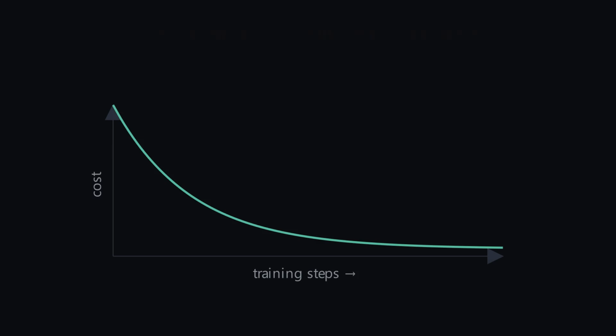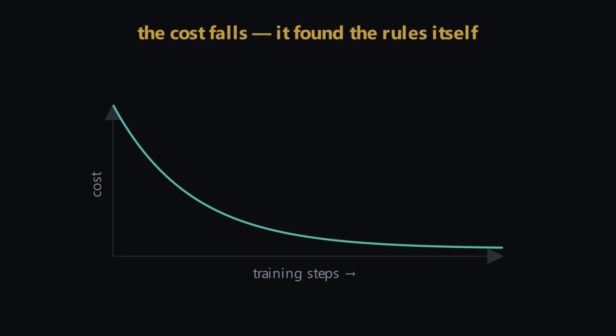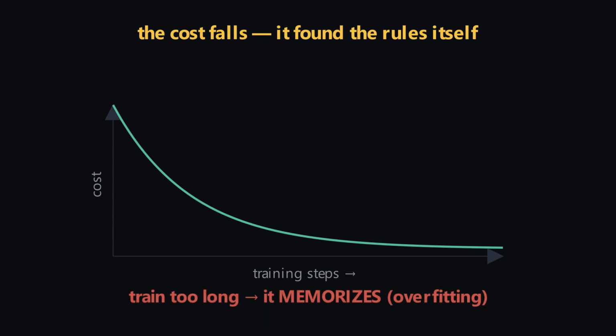Slowly, the random mess of weights organizes itself. The cost falls. The network starts getting digits right, not because we told it the rules, but because it found them. One full pass through the data is called an epoch, and it takes many. But beware, train too long, and the network starts memorizing the examples instead of learning the pattern. That's called overfitting, and fighting it is half the craft.